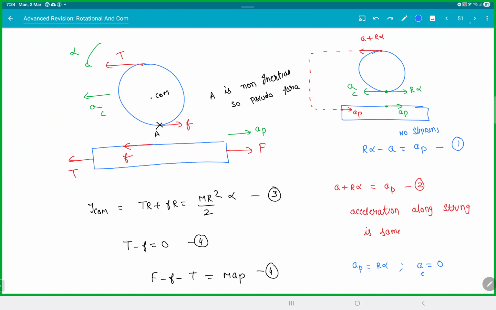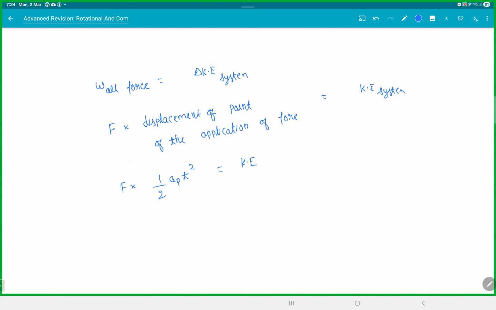Clear with this? Take a 5-minute break. Come back by 7:30. We'll continue from here. Any doubts so far? Chalo, come back in 5 minutes.